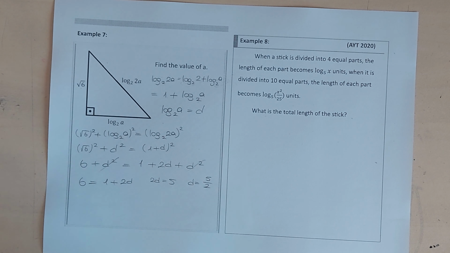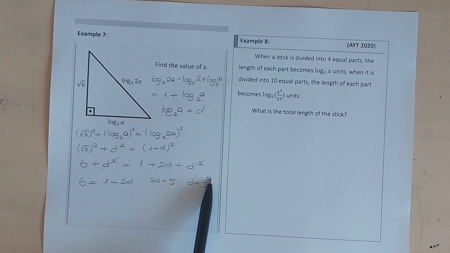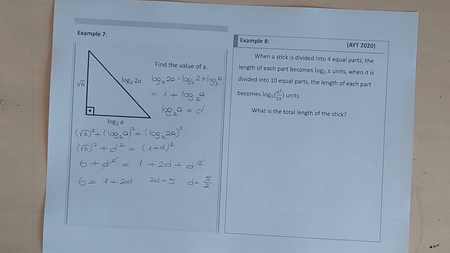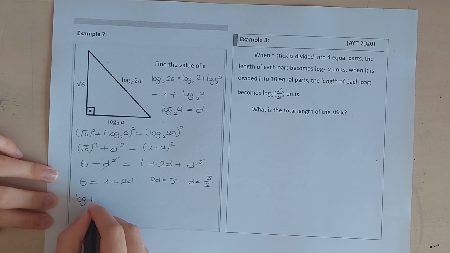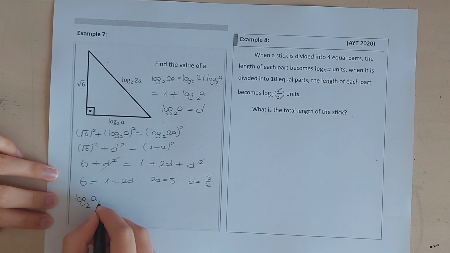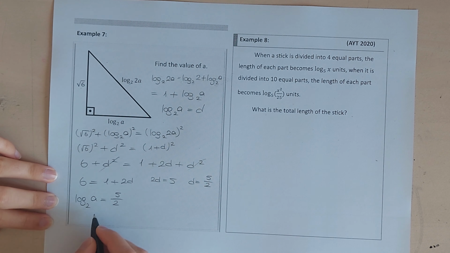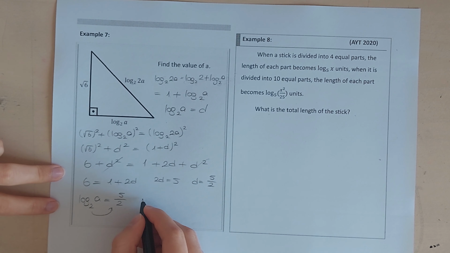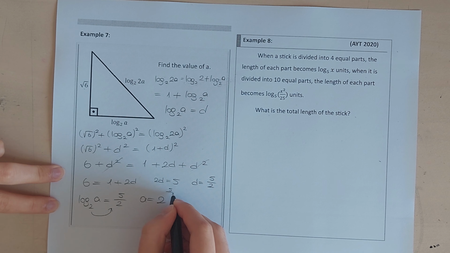We are asked the value of a. And what did we say about d? D is equal to 5 over 2 and d is equal to logarithm of 6 to the base of 2. That's why logarithm of a to the base of 2 is equal to 5 over 2. Now if I want to leave a alone here, I am moving this 2 in under the 5 over 2 as a base, and a will be equal to 2 to the power of 5 over 2.